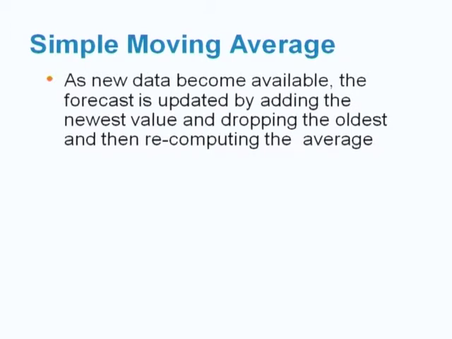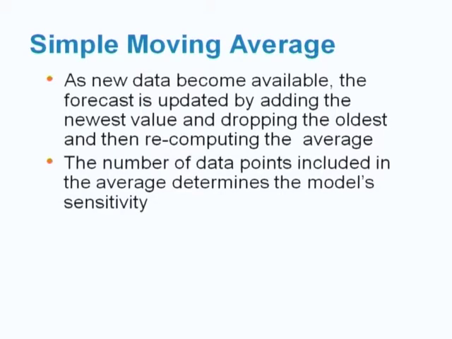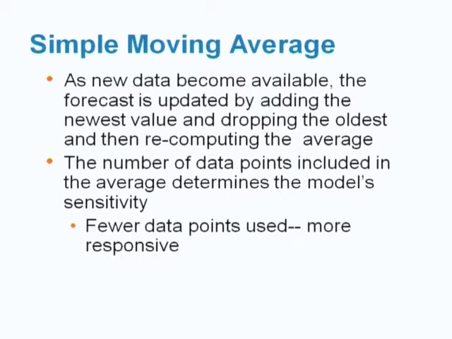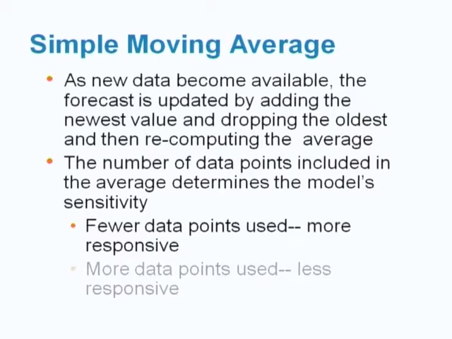For the simple moving average, as new data become available, the forecast is updated by adding the newest value and dropping the oldest, and then recomputing the average. The number of data points included in the average determines the model's sensitivity. Fewer data points used means more responsive. More data points used means less responsive.